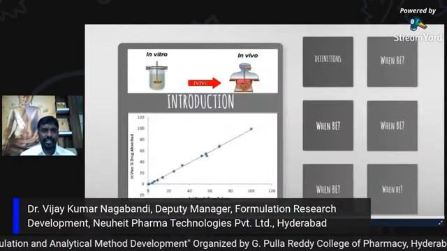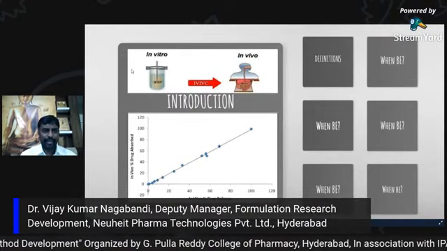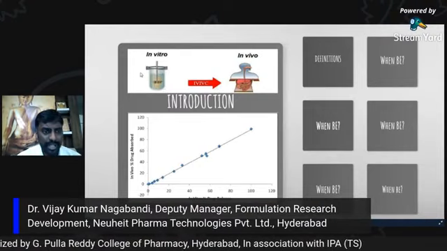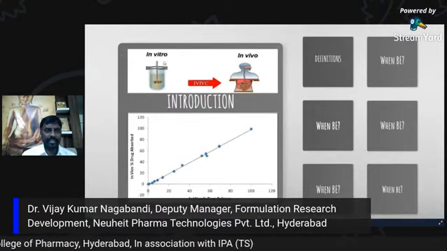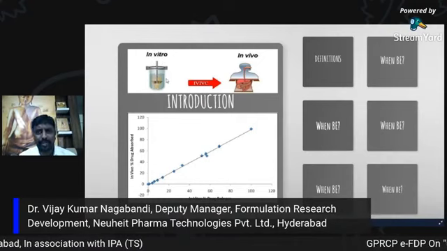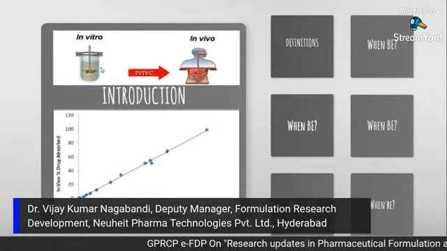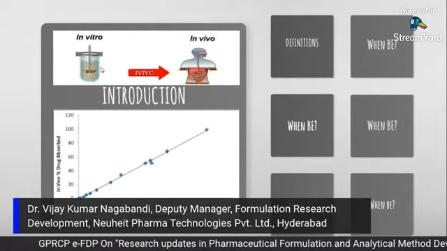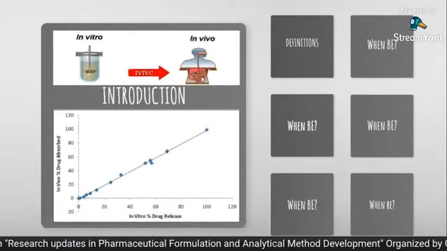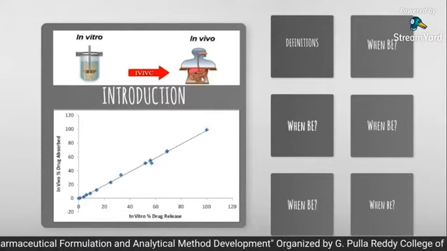So here you can see I have given the image of in vitro. I have represented the dissolution apparatus. The dissolution apparatus is in vitro, because the most important in vitro quality attribute is dissolution. It is more relevant to in vivo performance. In vivo, within the body, upon administration, is how the dosage form behaves.